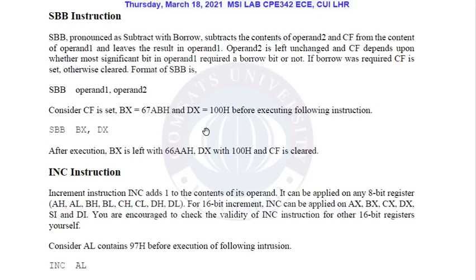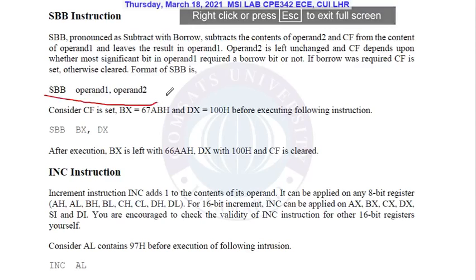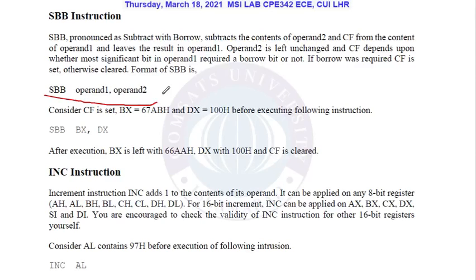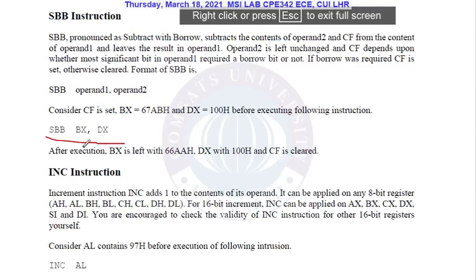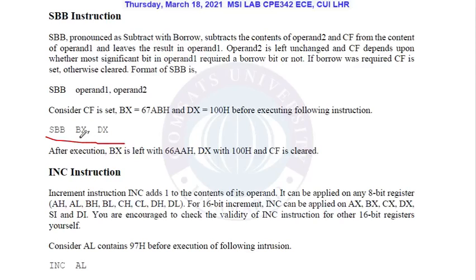For example, here you can see the syntax of the command, that is SBB operand 1, operand 2. It will subtract the content of operand 2 from operand 1 including a borrow, and the answer will be stored at the location of operand 1. So here you can see an example of 16-bit as well. For example, SBB BX, DX. This command will execute and perform a subtraction in such a way that the content of DX will be subtracted from BX, including the borrow.